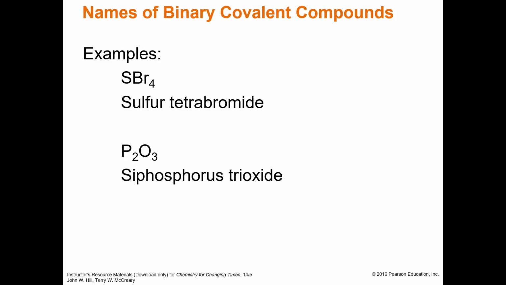So here's some different examples. We have here sulfur, and we don't put mono because there's only one. So sulfur, there's 4 of them, so tetra, bromide. Right here we have diphosphorus. This is wrong, so it's diphosphorus. There's 2 of them. And this is 3, so trioxide.